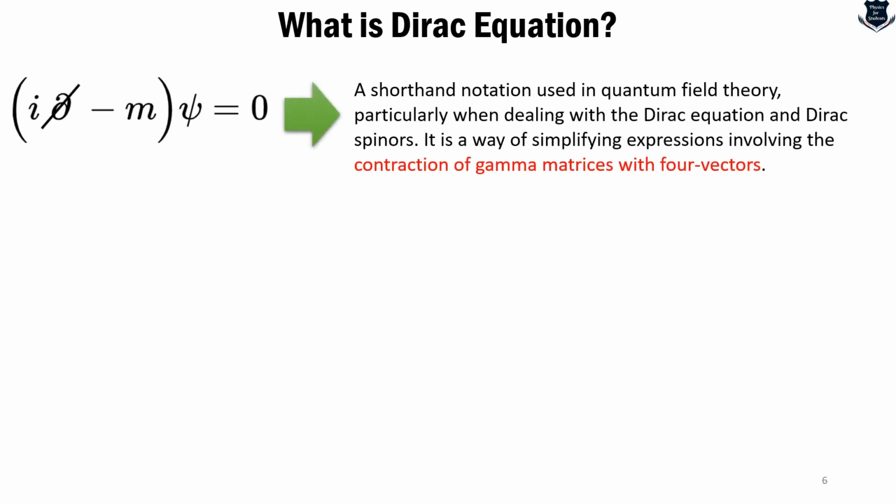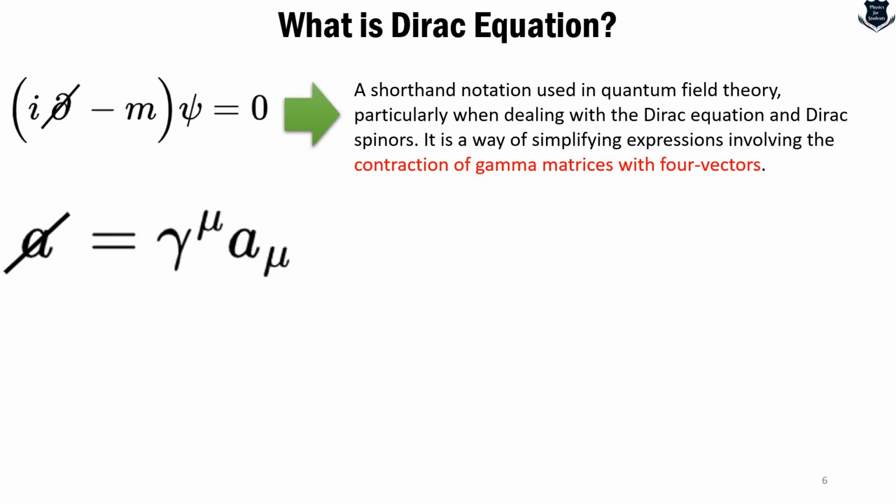It means that it is a shorthand notation, and it deals particularly with QFT, or quantum field theory. It is a way of simplifying expressions involving contractions of gamma matrices and four-vectors. We will look into that later, but you can understand that this is a kind of shorthand for writing big equations into small ones. So let us take an example.